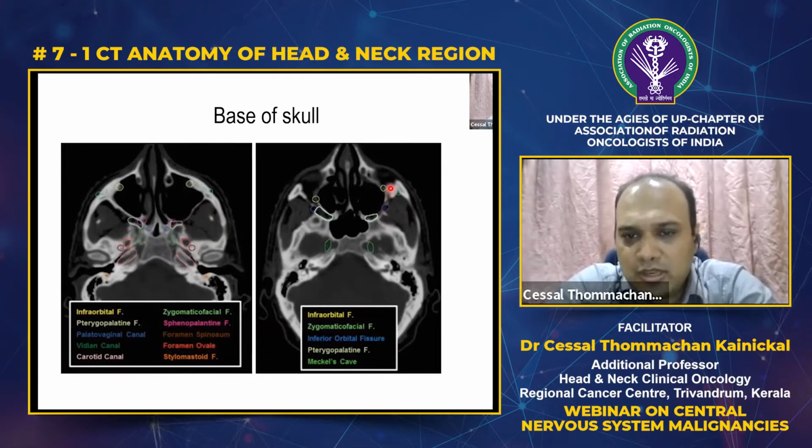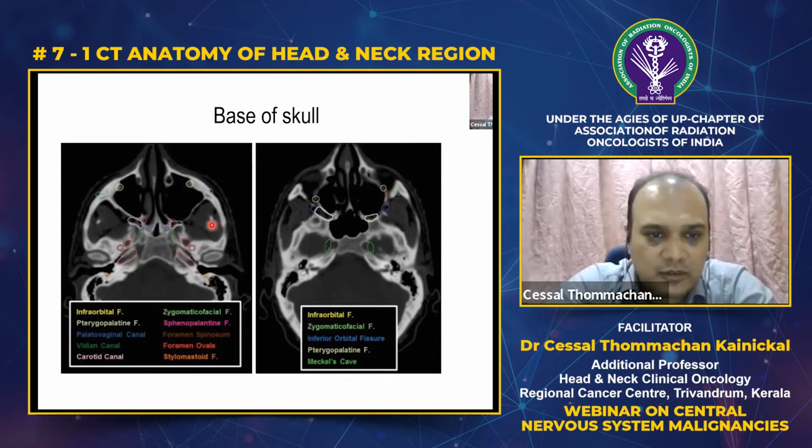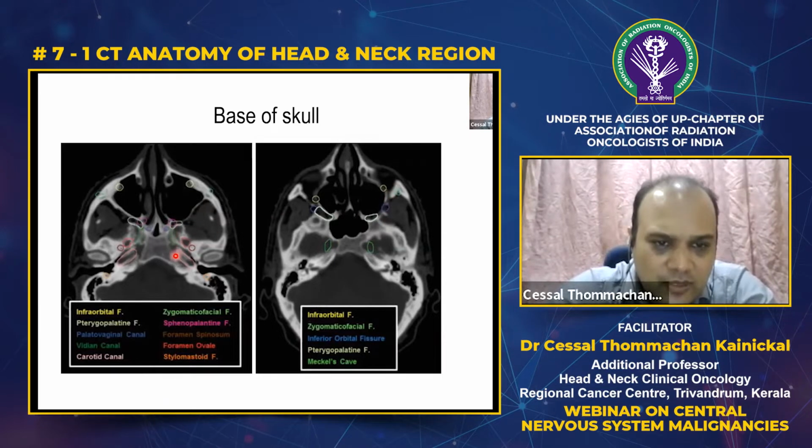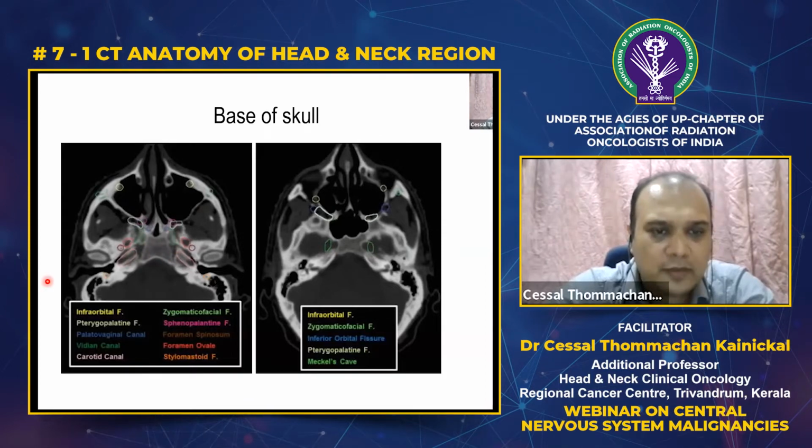Then it can communicate to the orbit through the inferior orbital fissure. This is the inferior orbital fissure. Then it communicates with the foramen lacerum. This is the foramen lacerum, a triangular area, through the Vidian canal.